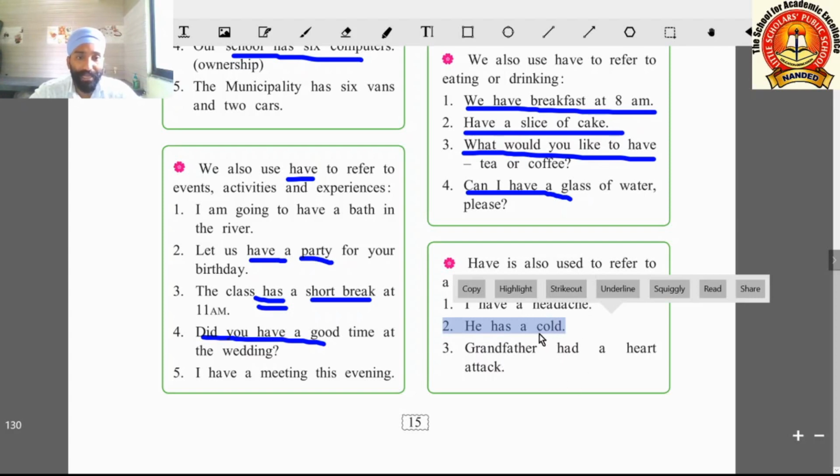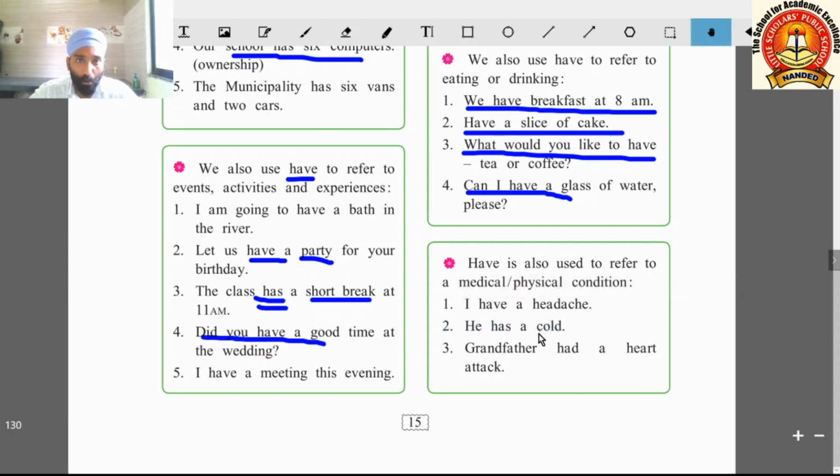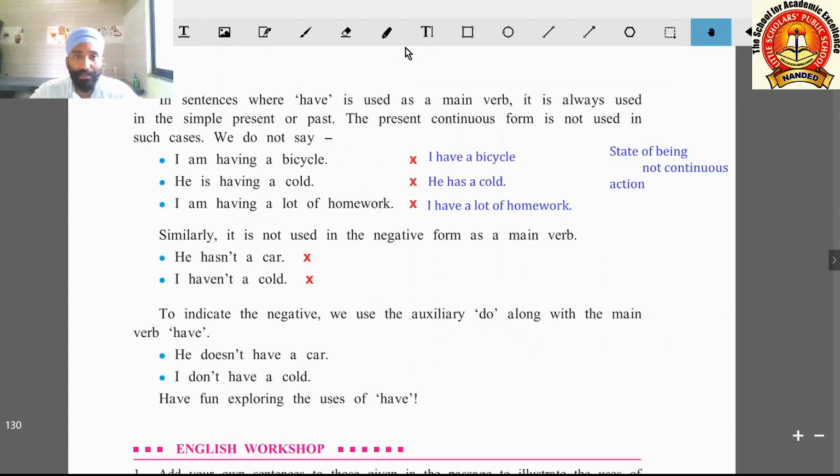It means he is suffering from cold, fever. That is what you are saying here. Grandfather had a heart attack. Had a heart attack means he suffered a heart attack. Come to the next page.